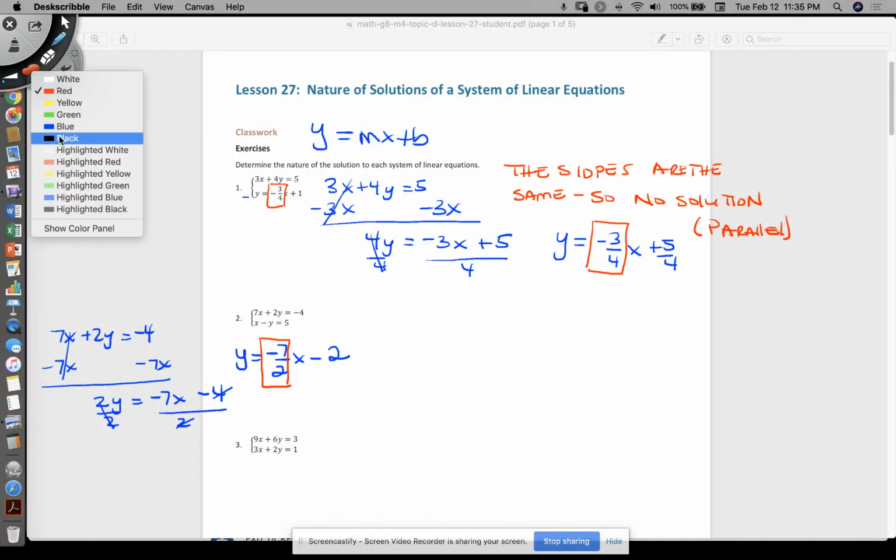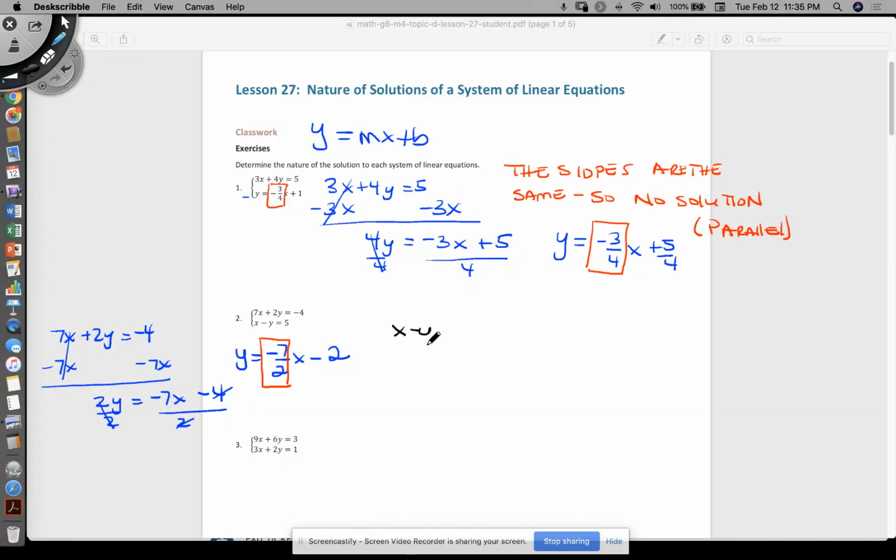All right, let's do the next one. I have x minus y equals 5. I'm going to move that x over, so I'm going to subtract x. Negative y equals negative x plus 5. And because I cannot have a negative y, I'm going to distribute that negative to everything, which basically means I change all the signs. So now a positive y, a positive x, and now a negative 5. So my slope here is a 1, because there's an invisible 1 right there in front of that x. So you can see we definitely have two different slopes.